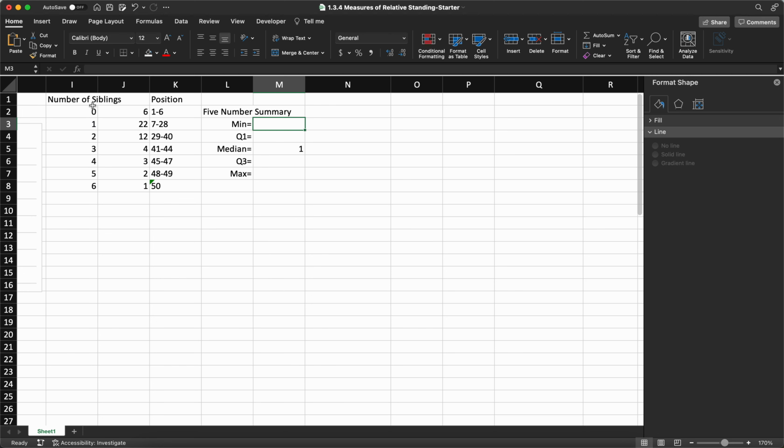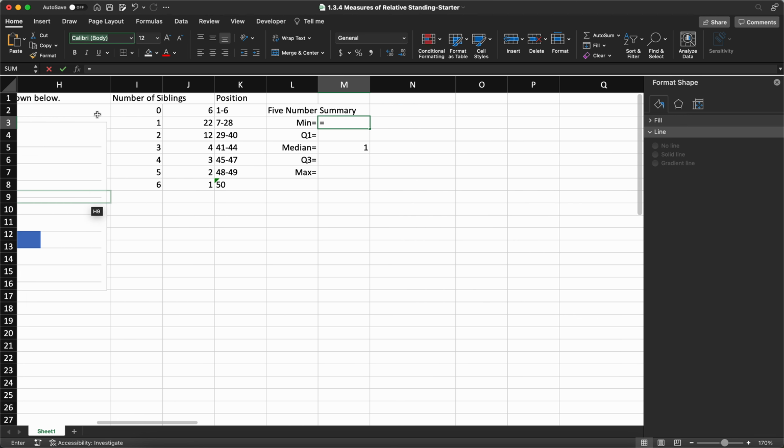Now my minimum's easy. I just look at the smallest value here, and so I'm just going to select that one. My max is also easy. I'm going to look for the largest value. There it is.